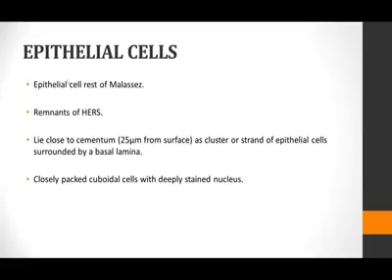Then we have the epithelial cells. The epithelial cells present within the periodontal ligament are the epithelial rests of Malassez, which are the remnants of the Hertwig epithelial root sheath. They lie close to the cementum at about 25 micrometers from the surface, and these cells are basically clusters or strands of epithelial cells surrounded by basal lamina. They are cuboidal cells with a deeply staining nucleus. So this is how they would look: clusters of cuboidal cells with a deeply staining nucleus surrounded by the basal lamina.